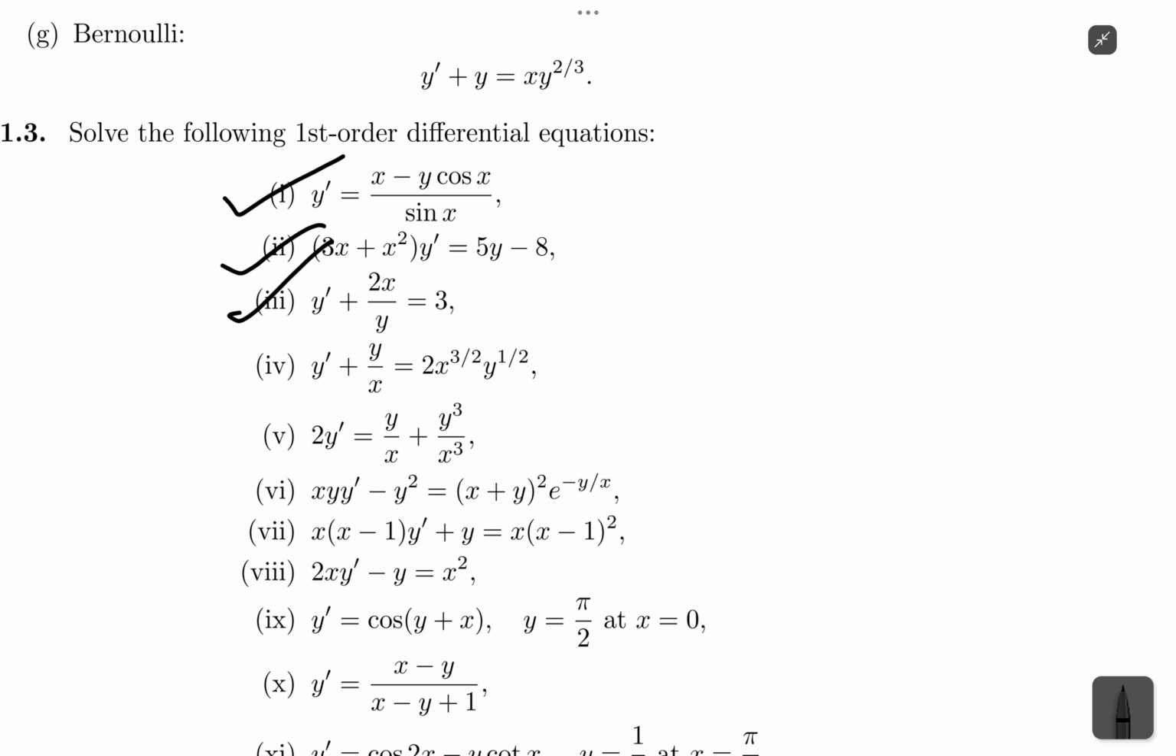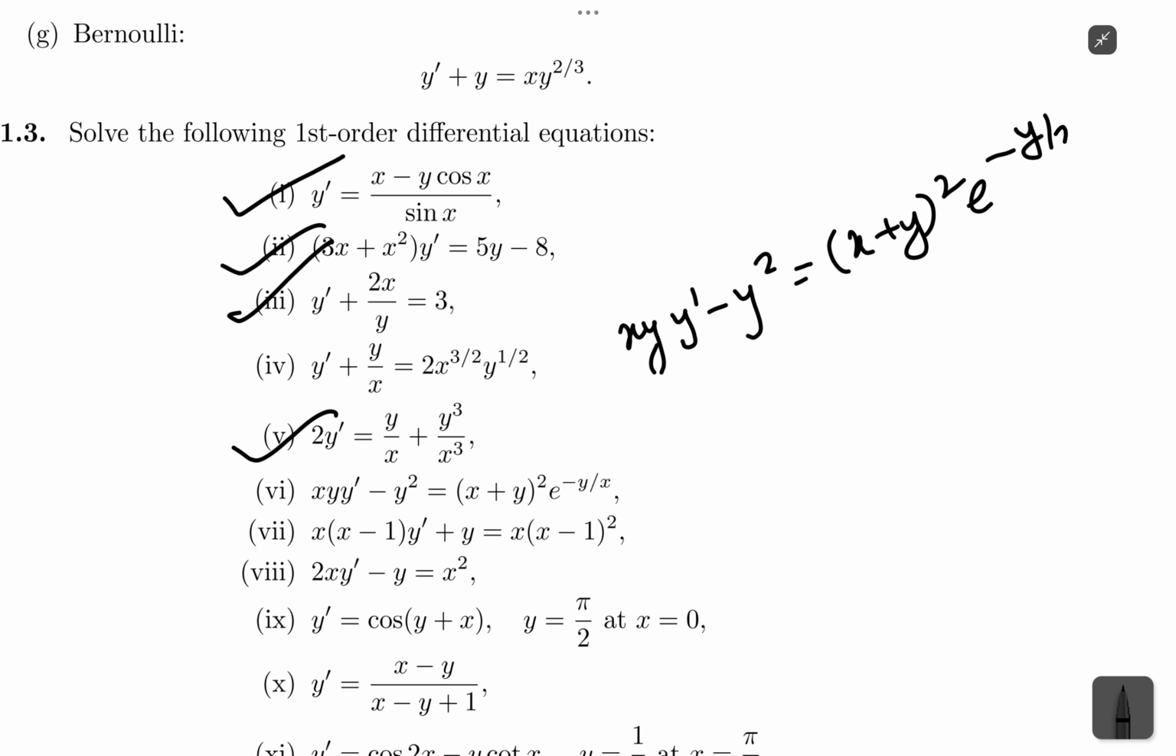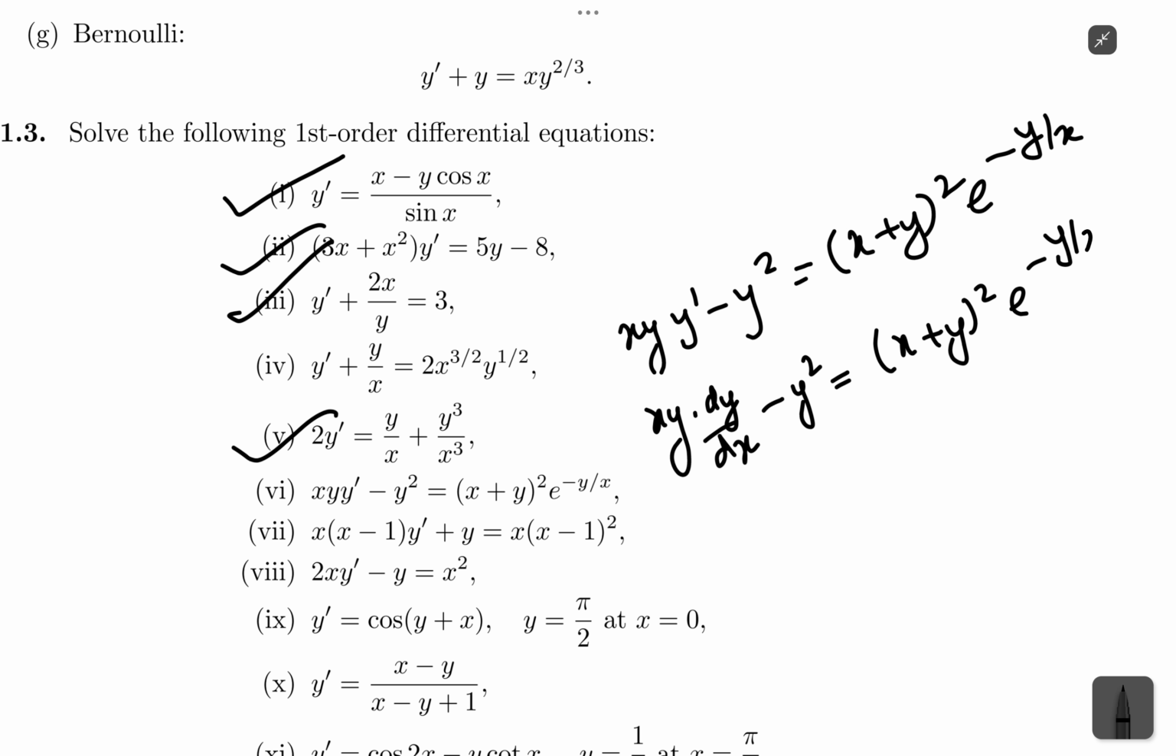So I'm teaching you how to solve the questions, right? Don't always just keep solving. This is clearly homogeneous, so this can be easily solved. x y y dash minus y square is equal to x plus y square e power minus y by x. So xy dy by dx minus y square is x plus y square e power minus y by x. So clearly, looking at this e power minus y by x, you need to find the differential of this, which should be (x dy minus y dx) upon x square, right? So you need this x dy minus y dx.